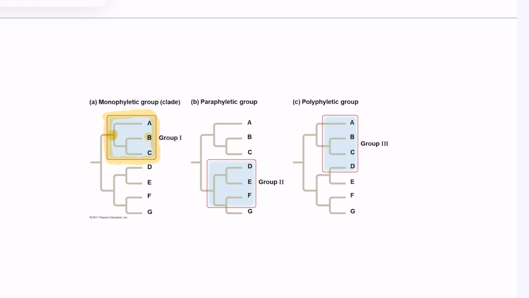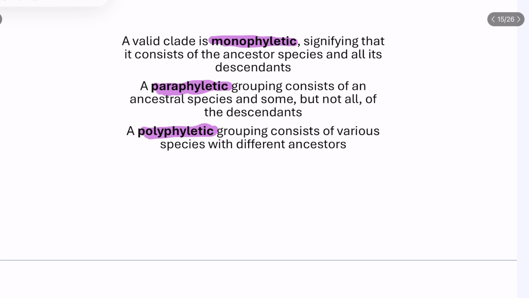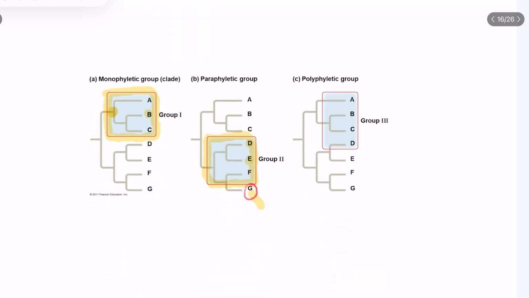Now, if we come here, D and E is a monophyletic clade, and F and G is another monophyletic clade, but G is remaining here. G is not included here, so not all descendants are included there. A paraphyletic group consists of an ancestor species and some, but not all, of the descendants. So in a paraphyletic group, not all the descendants are included in the clade.